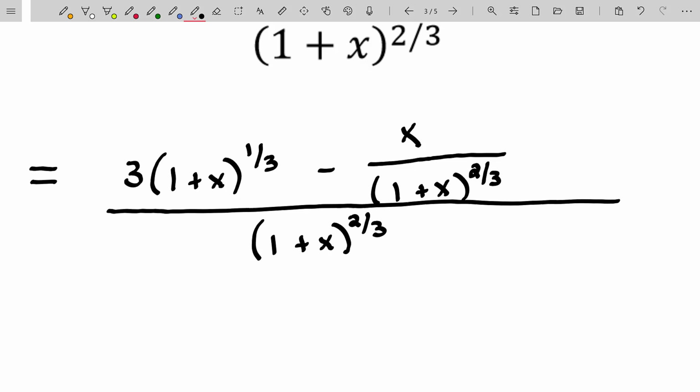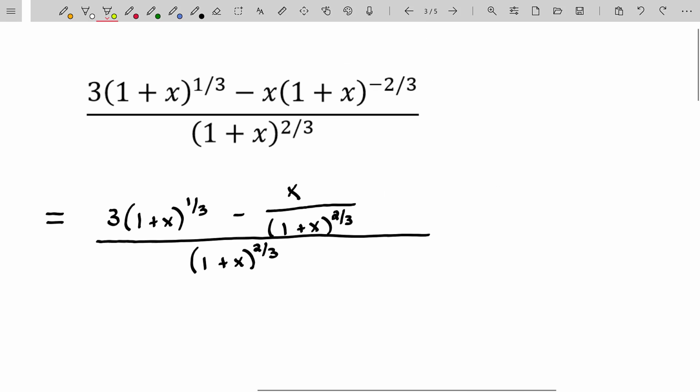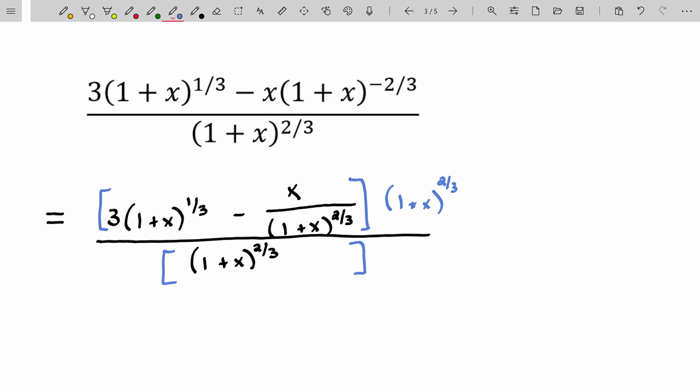All of the other terms within this compound rational expression have 1s as their denominators. So the only thing we have to worry about with the LCD here is the 1 plus x to the 2/3 power. So I'm going to go ahead and grab the numerator and the ultimate denominator and multiply both numerator and denominator by 1 plus x to the 2/3 power. Again, doing that is basically multiplying by the number 1.